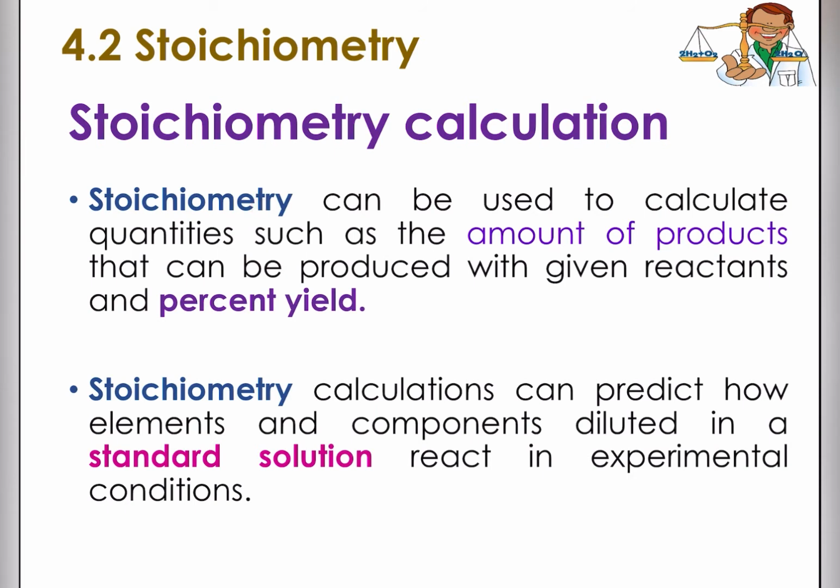So stoichiometry is a term that can be used to calculate quantities such as amount of products that can be produced. What we call in another term adalah dalam bentuk yield. So bila saya bercakap tentang yield, dia bermaksud tentang amount of products, and sometimes we use it in terms of percent. So that's why you've been introduced with the term percentage yield.